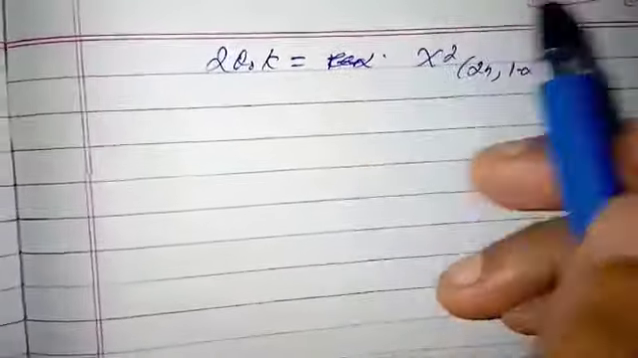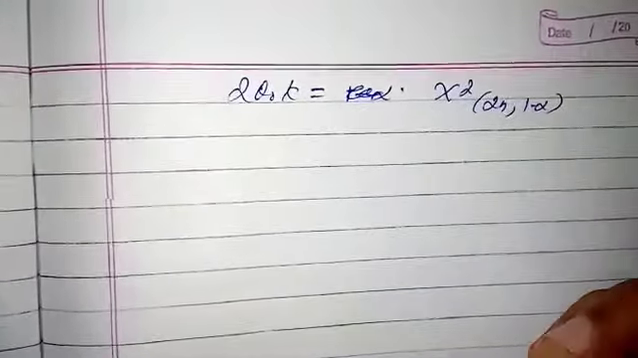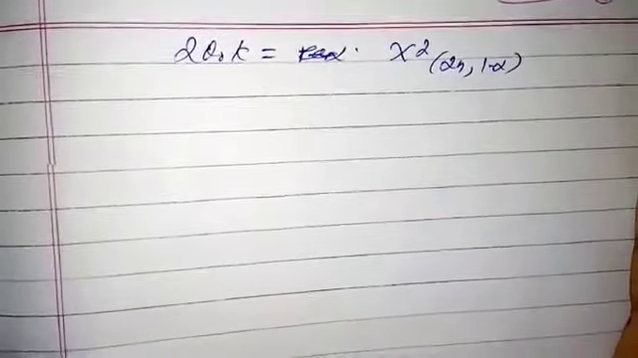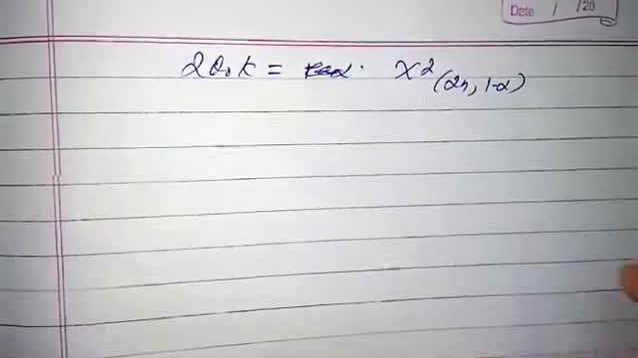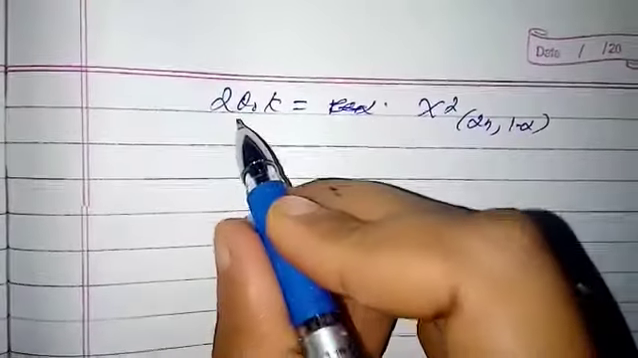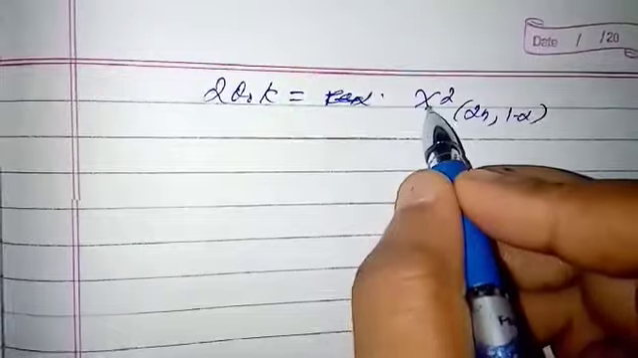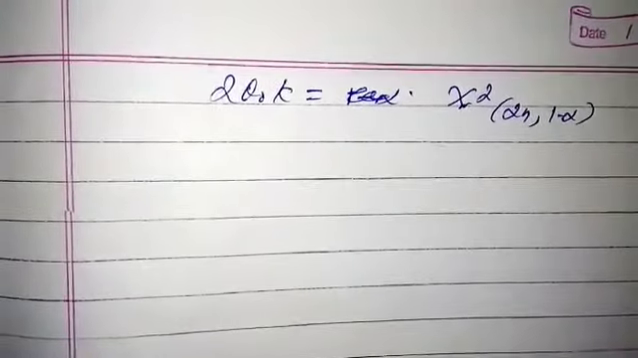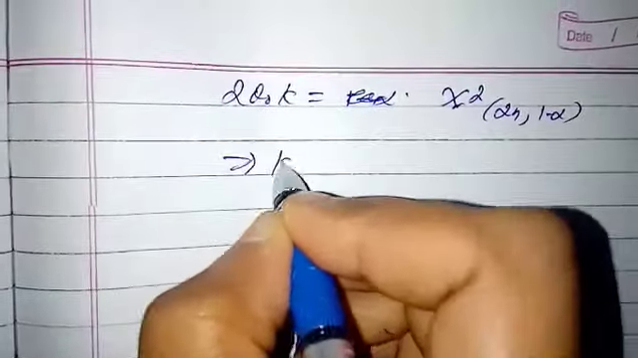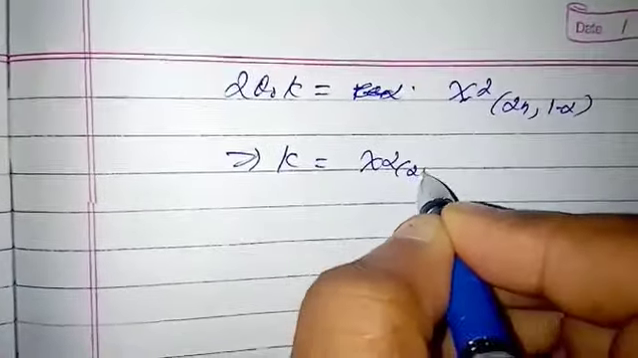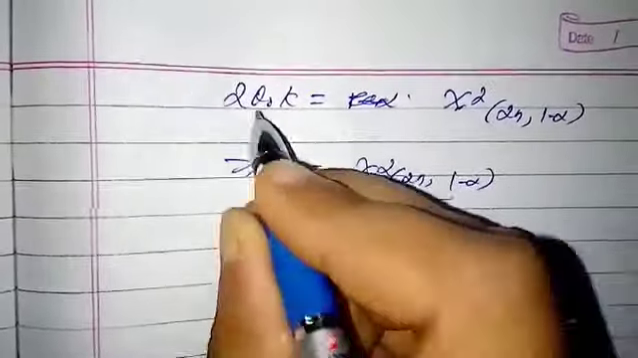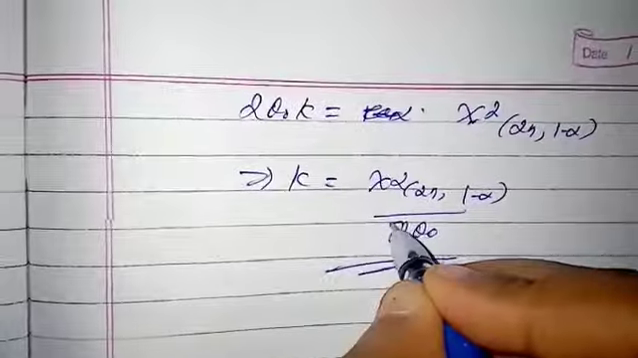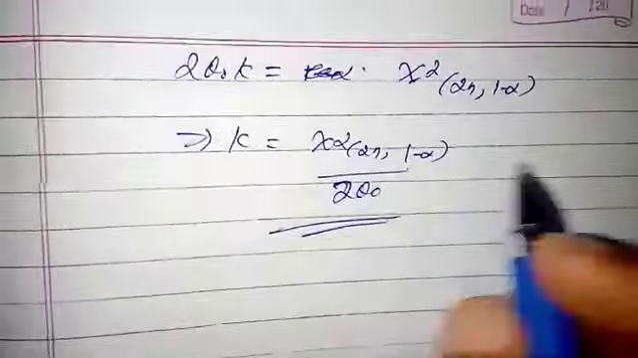It's like the last case of size alpha test, right? We did a similar procedure. Here 2 theta naught k equals chi-square 2n, 1 minus alpha degrees of freedom, which implies k equals chi-square 2n, 1 minus alpha, divided by 2 theta naught. This is the value of k, right?